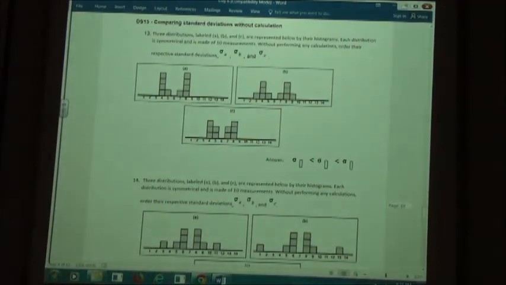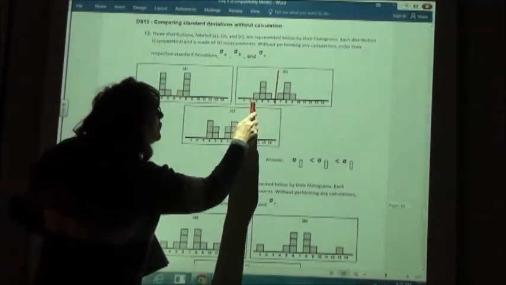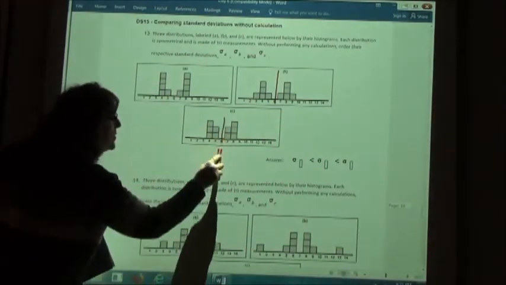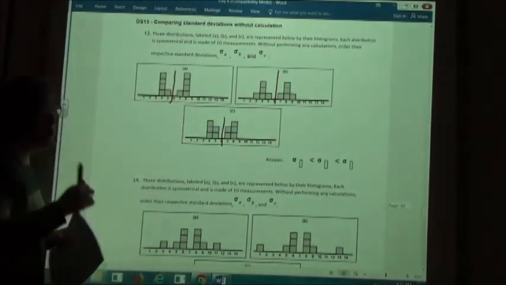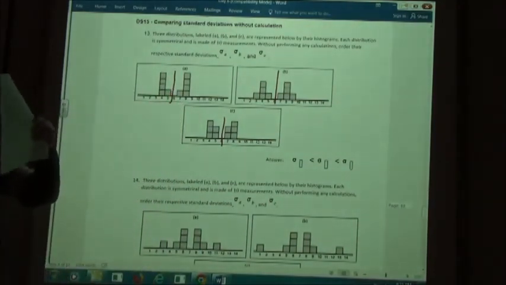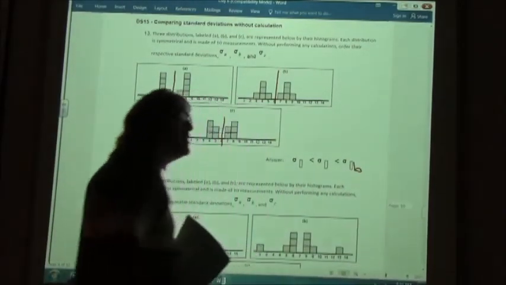I always, for some reason, like to work my way backwards. B would be farthest from the middle, right? My middle would be here at 6. This one goes from 3 to 9. This one goes from 4 to 8. And this one goes from 4 to 8. So 3 to 9 would be farther from the middle, right? So that's going to be my biggest one. The B is going to be the last one.